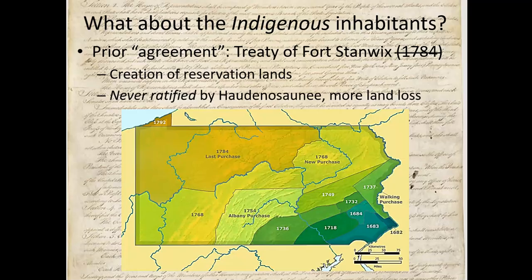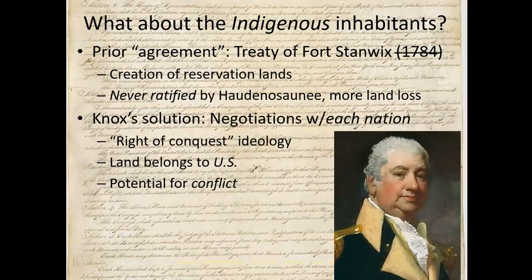The new one not only redrew the boundary line from 1768, but actually created the first, what we would call, reservation in the United States for the Haudenosaunee. Now, this new treaty was never actually ratified by the Haudenosaunee, who continued to lose land despite their support of the Continentals in the Revolution, because keep in mind the Oneida and the Tuscarora both backed the Americans, and yet land loss is going to continue.